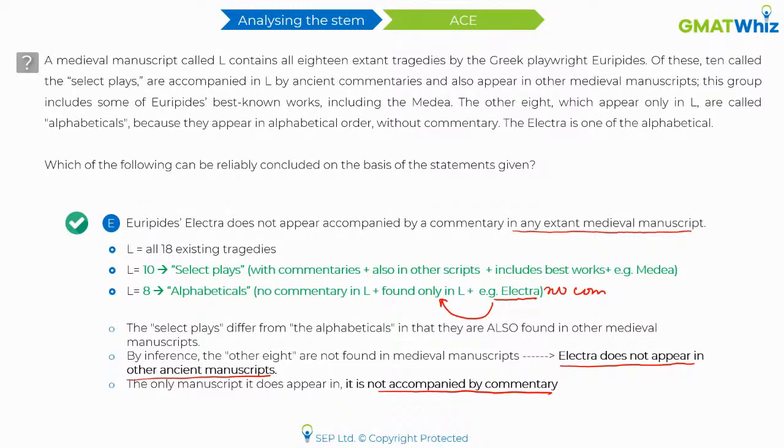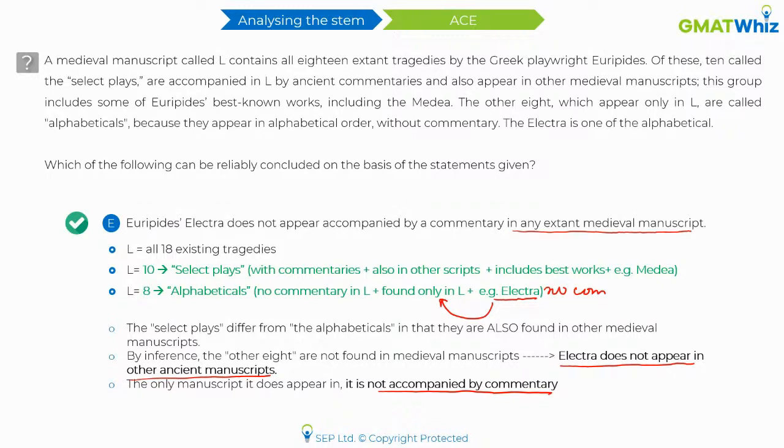Yes, Connor, I think you were talking about choice C not being correct. Absolutely. Electra appears only in L, but the commentary could exist somewhere independently. Perfect. So here, one thing that you would have noticed is I was reading the sentences in a particular manner, I was not reading all the sentences in one long flow. Usually, think back on how you normally solve questions.